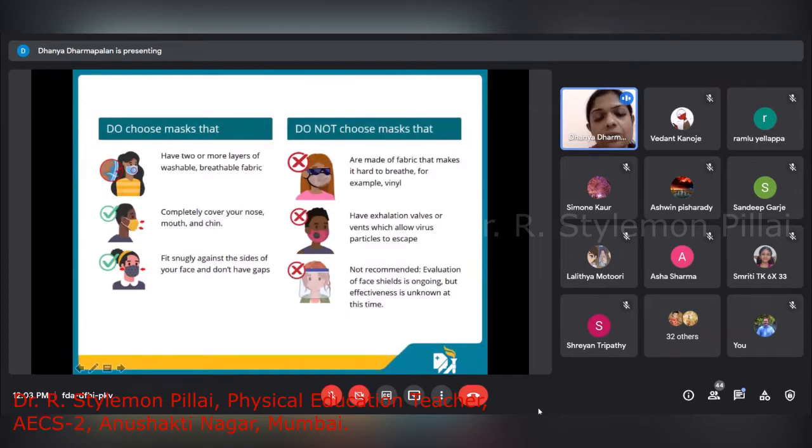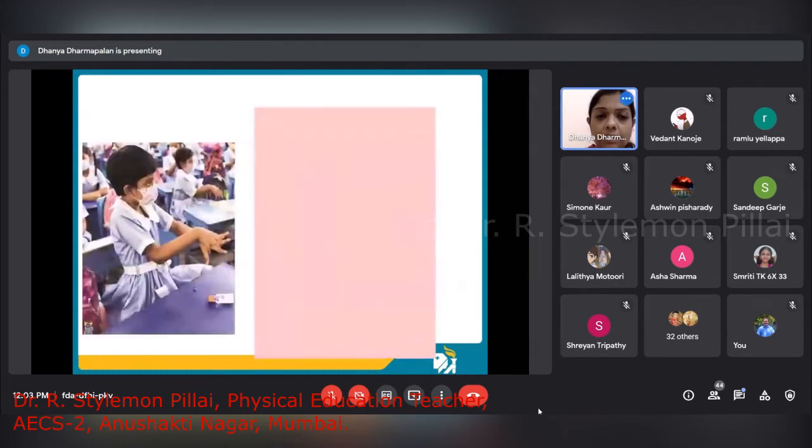And you don't have to wear face shields to school, like these glass sheets, because we don't know how much they protect. So what's important is just wearing a two-layer cloth mask, as you can see in this picture. But wear a fresh cloth mask daily.